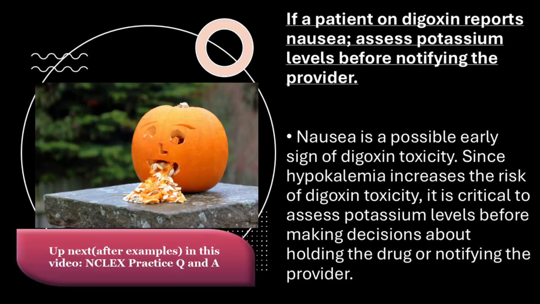Let's see some more examples to understand this concept better. Example number 1. If a patient on digoxin reports nausea, assess potassium levels before notifying the provider. Nausea is a possible early sign of digoxin toxicity. Since hypokalemia increases the risk of digoxin toxicity, it is critical to assess potassium levels before making decisions about holding the drug or notifying the provider.